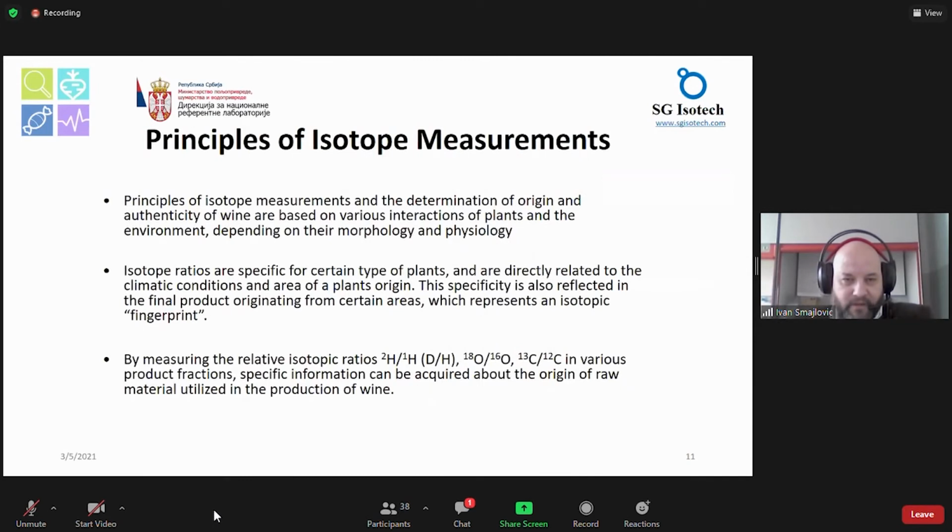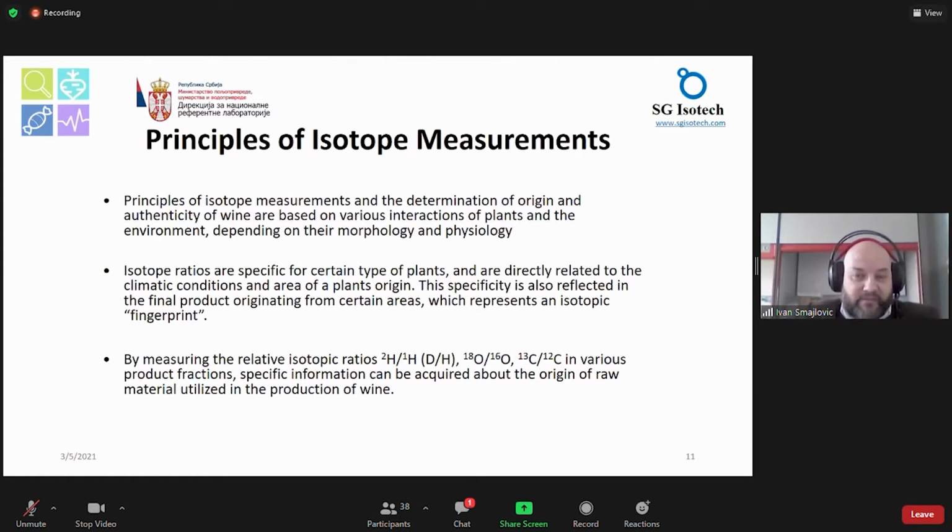So, the principle of isotope measurements. We cannot measure everything. Actually, we can, because IRMS is a technique where you can, for example, prepare a sample of garbage and inject it into a peripheral for continuous flow, and you will get elemental gases, and you will get a relative ratio of, for example, 13C, 12C for this sample of garbage.